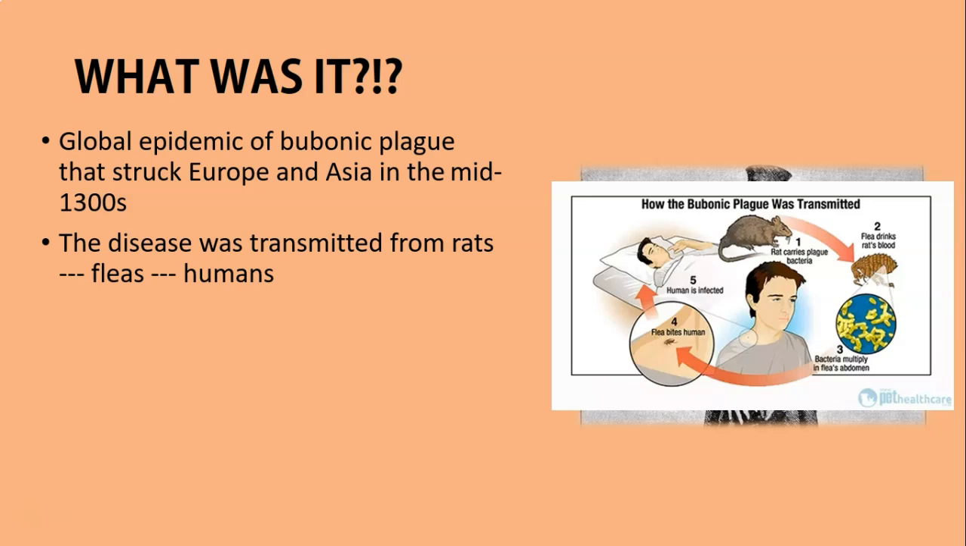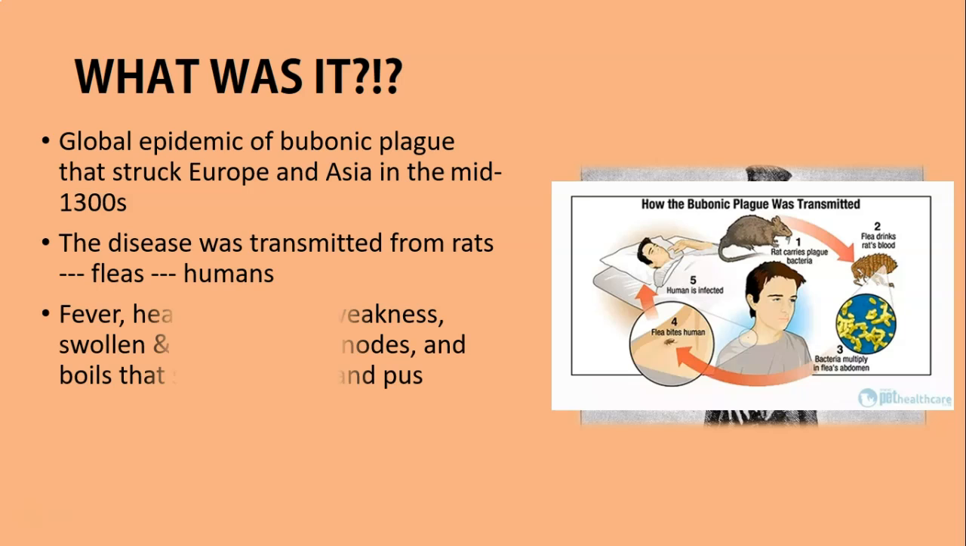Now that bacteria, once it's inside the flea, is going to multiply in the flea's abdomen. The flea jumps onto the human, bites the human, and in the process, the human is then also infected with the deadly bacteria. Okay, so that's how it's transmitted.